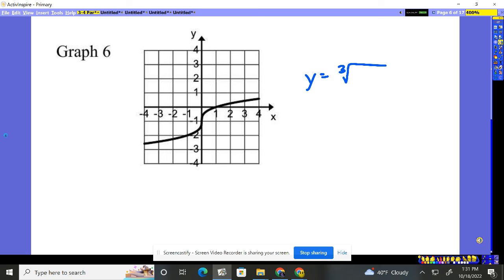So there we have those. We just have to recognize them. Then we're going to learn about shifting them up and down and left and right. And that's what we work on next.